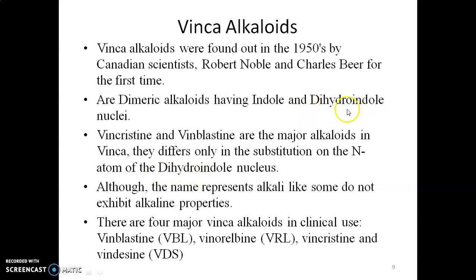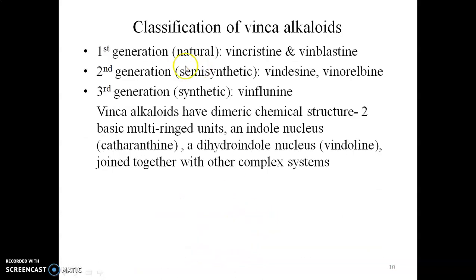Although the name represents alkali-like, some do not exhibit alkaline properties. There are 4 major Vinca alkaloids in clinical use. We have vincristine and vinblastine, which we already know. Apart from that, we have vinorelbine and vindesine. So these 4 are the major alkaloids of Vinca which are used clinically.